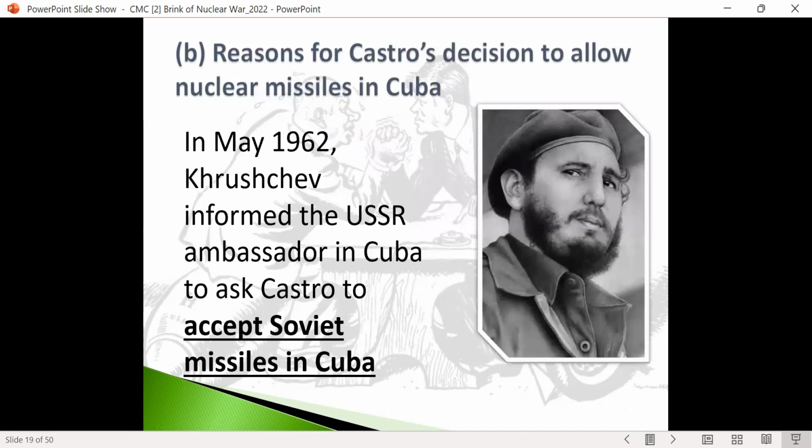All right, okay, your timeline is important. May 1962: Khrushchev informed the USSR ambassador to ask Castro to accept Soviet missiles in Cuba. Okay, we are here already. This is still not the 13 days. So May 1962, this happens.